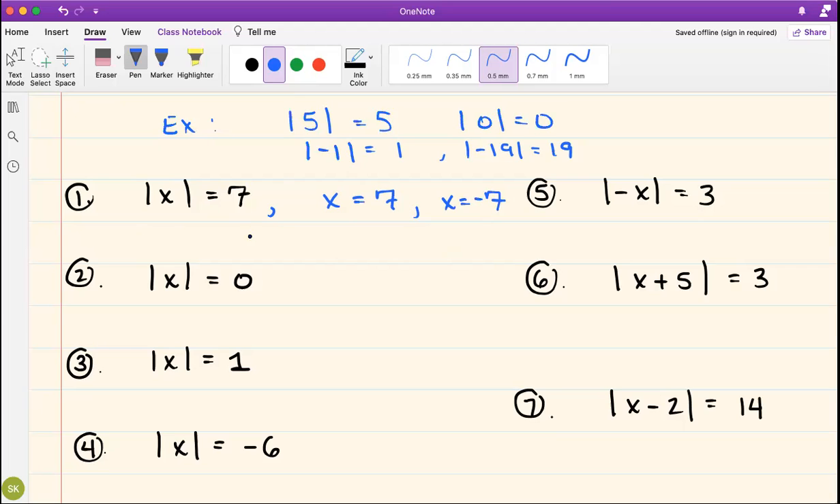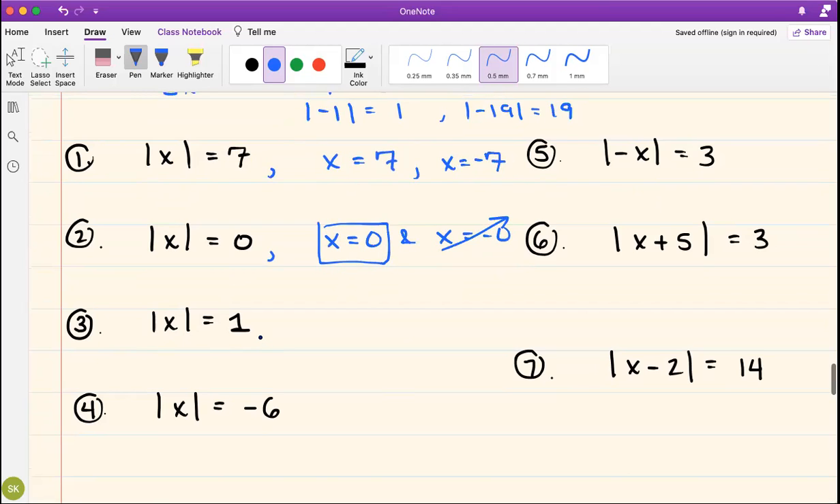So what you're going to do is whatever you see here, you're going to say x is equal to that number, and then x is equal to the opposite of that number, so the negative of it. So like this one, x is equal to 0, and x is equal to negative 0. And negative 0 is just 0, so we don't really need that piece. So the only solution for this one is 0. It's the only number you can plug in and get 0.